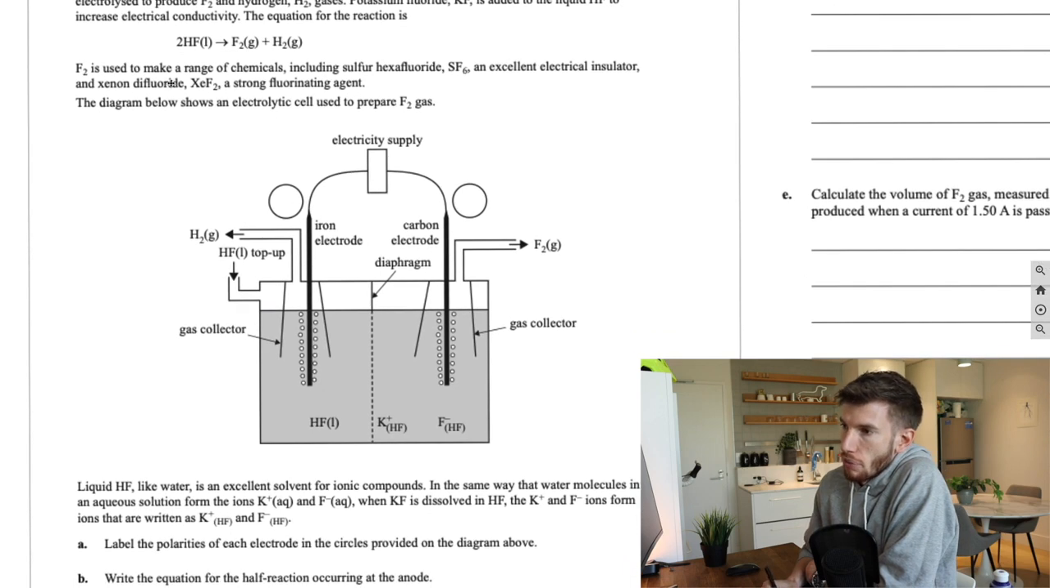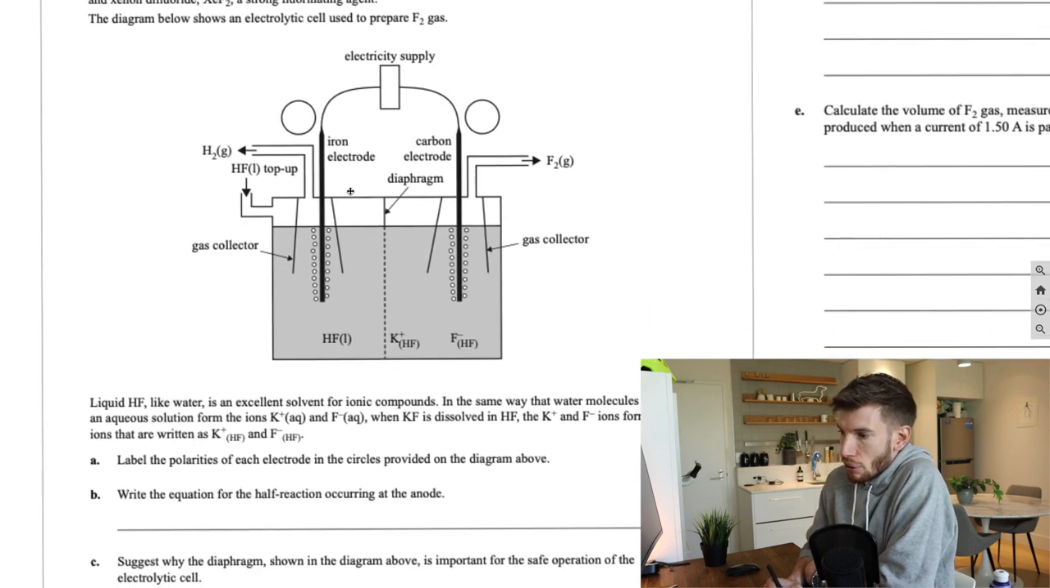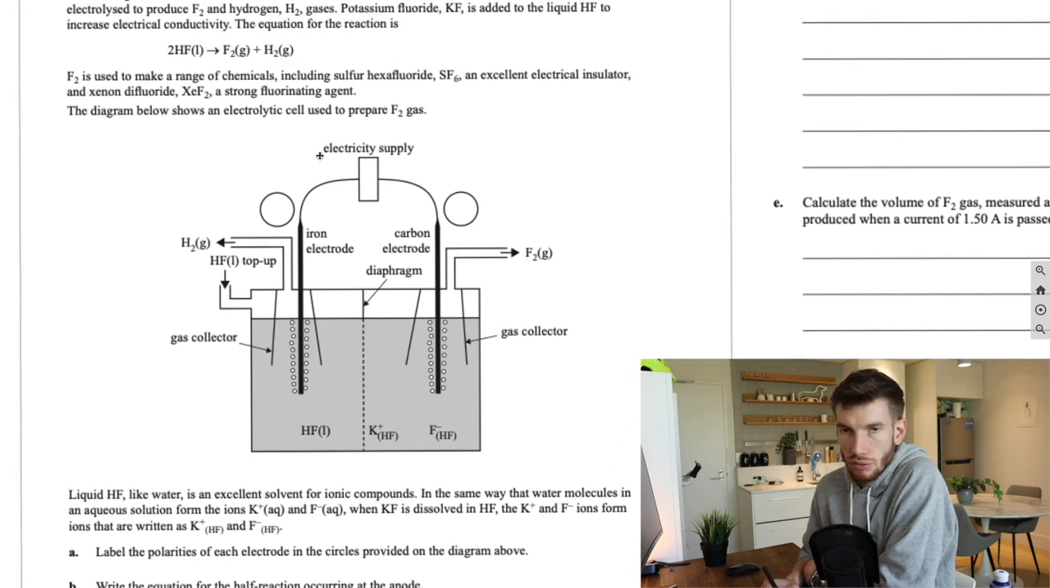F2 is used to make a range of chemicals, including sulfur hexafluoride, an excellent electrical insulator, and xenon difluoride, XeF2. Again, if you look around the question, there's really not anything talking about that at all. That's just giving you some context for its purpose, but it's not actually helpful to us in the question.